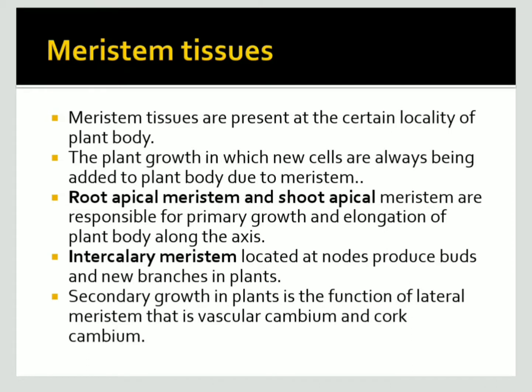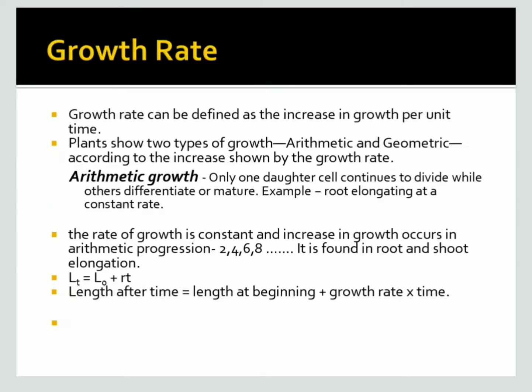So next one is the meristematic tissues. These are the tissues which have the capacity to divide continuously, and they are located at certain locations. Here, new cells are always added to the plant due to these meristems. There are three types. Apical, the shoot apical meristem, is responsible for primary growth and elongation. Intercalary meristems at the nodes produce buds and new branches. Lateral meristems, that is, the vascular cambium and the cork cambium, help in secondary growth. So these are the three types of meristems which help in growth.